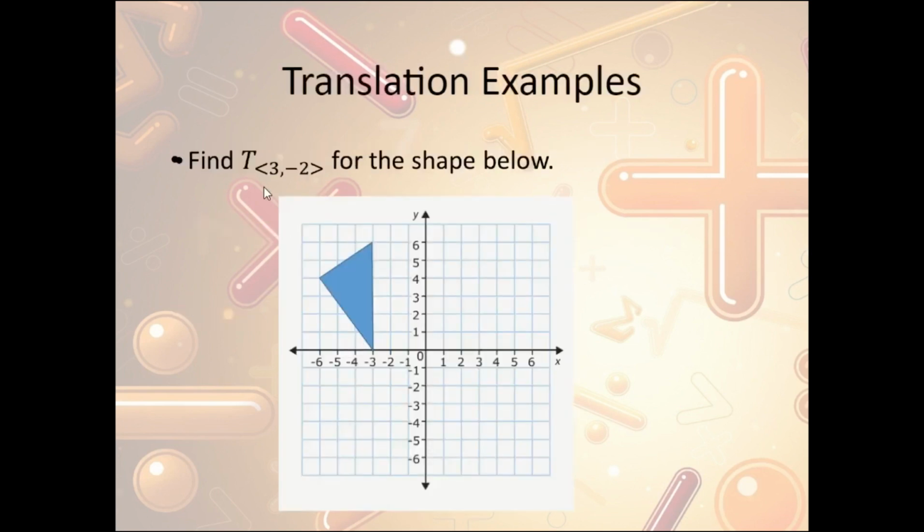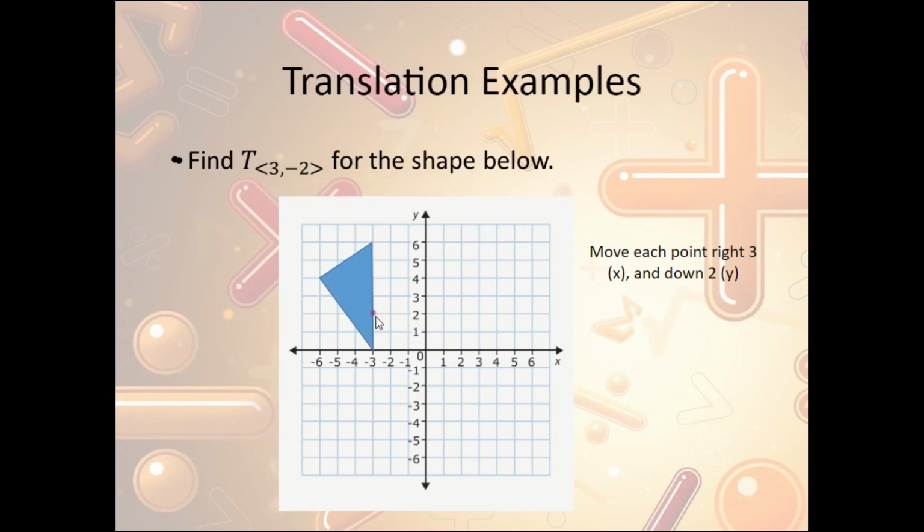So let's look at an example. We want to find T of 3, -2. What we're going to do is take each of the points and move them to the right 3 and down 2, because we're going to have a change of +3 on the x-axis, so everything's going to slide to the right. And then -2 on the y, so it's going to go down 2. So I take each point and slide it to the right 3 and down 2. Let's start with this one. We slide to the right, 1, 2, 3. And then down 2, 1, 2.